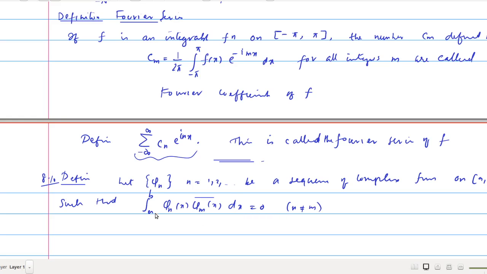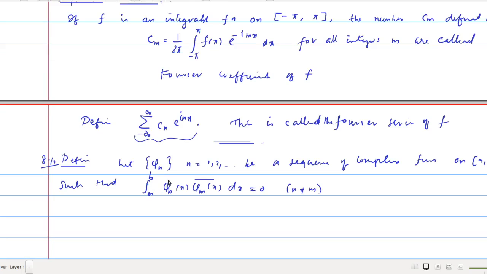This integral is in fact nothing but an inner product, which we will discuss later. So if we choose phi_n such that the integral from a to b of phi_n of x times phi_m of x conjugate dx is equal to 0 for n not equal to m, then this family of functions phi_n is called an orthogonal system of functions on [a, b].